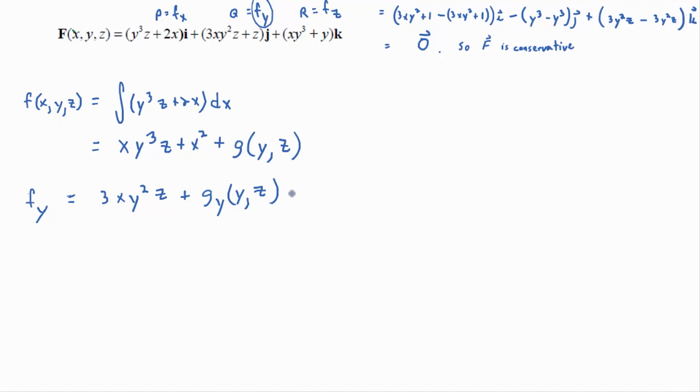And we set that equal to 3x y squared z plus z. Hopefully you can see that this guy, you subtract that from both sides, and they go away. So we can say that the derivative of g of y z is just equal to z. g sub y is equal to z, so you're already integrating, right? Okay, so we integrate both sides of that.